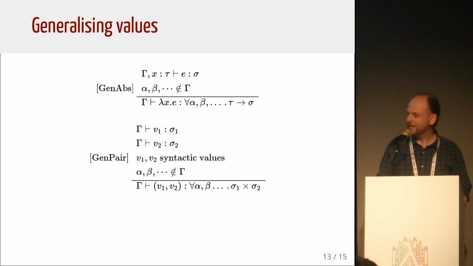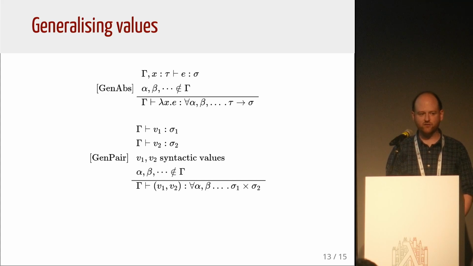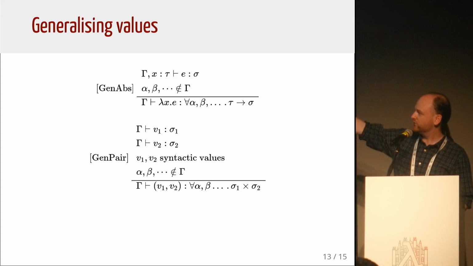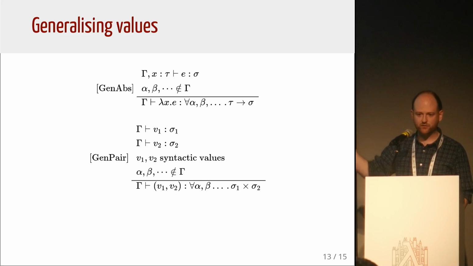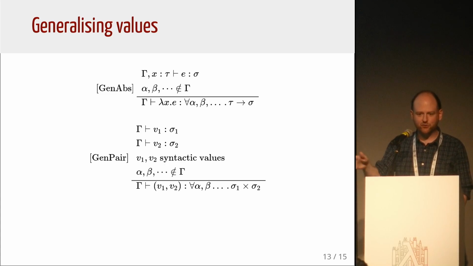But since we're no longer delaying generalization until the very end, since we're allowed to do generalization wherever we want, and the parts of v1 and v2 in that tuple are in fact already values, they will already have been generalized before we get to this rule. There will already be for-alls in the types of the components of that tuple. So this rule isn't actually getting us anything.